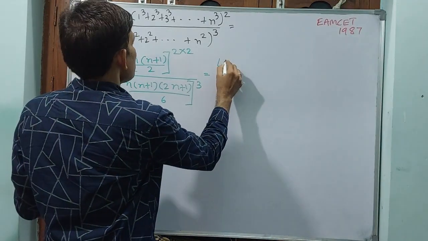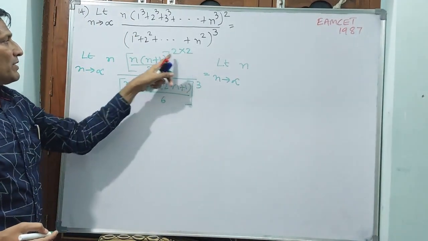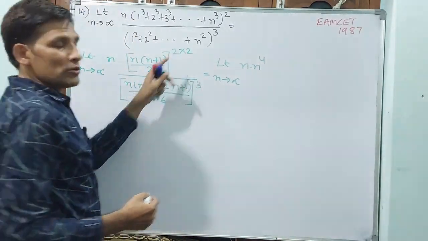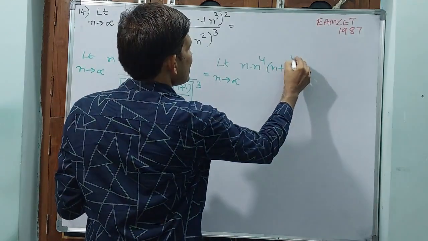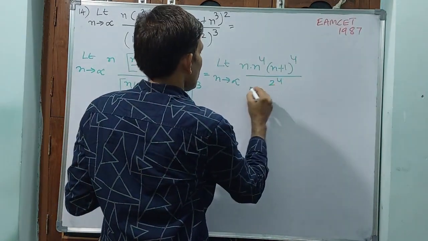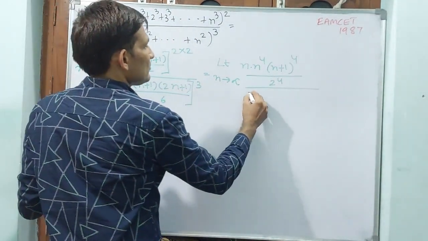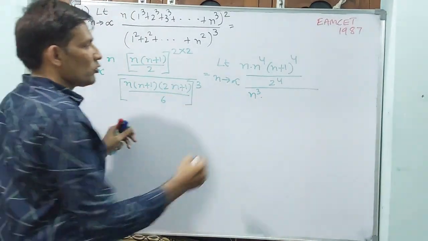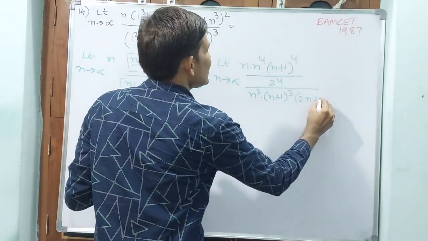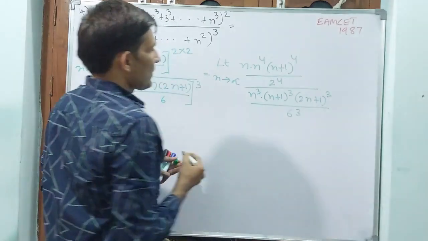Limit n tends to infinity, n into n to the power of 4, since the power of 4 is there. n to the power of 4, n plus 1 whole to the power of 4, 2 to the power of 4, all divided by n cube, n plus 1 whole cube, 2n plus 1 whole cube, divided by 6 cube. Is it okay?